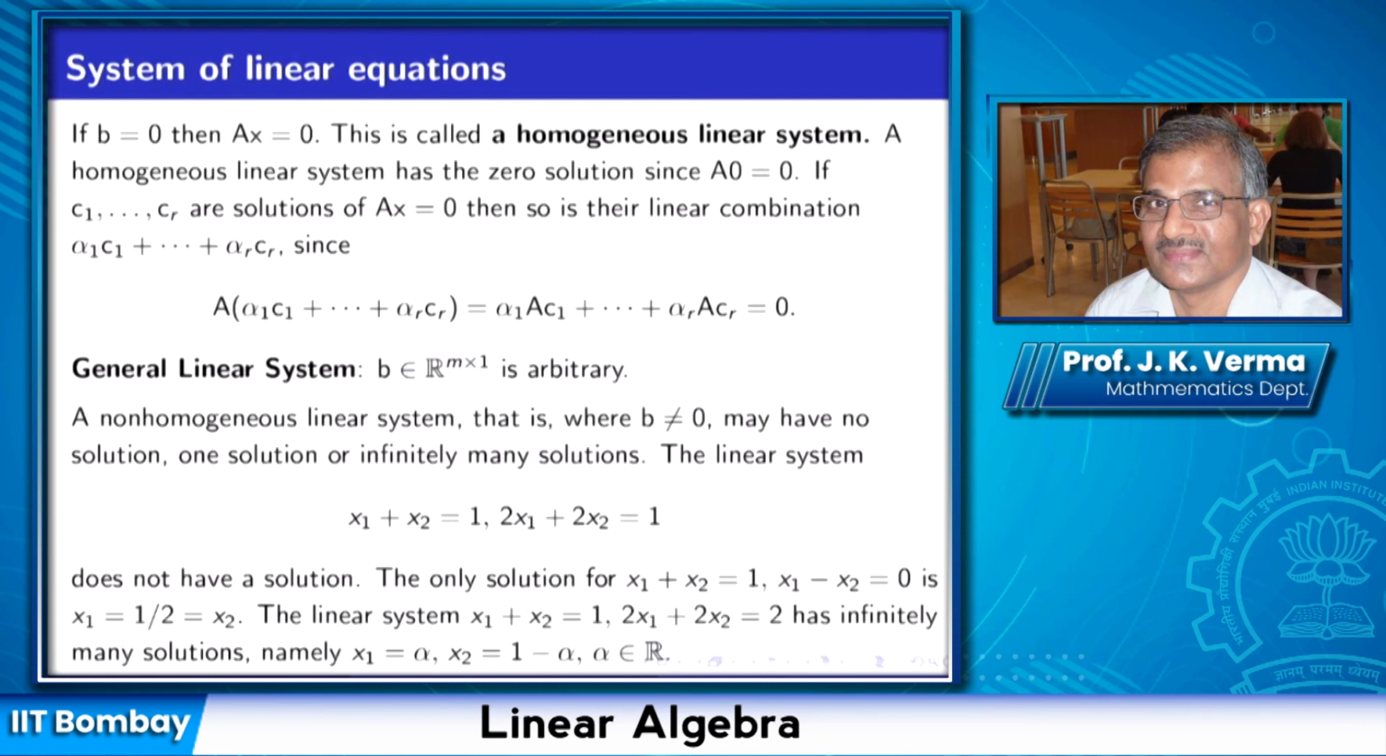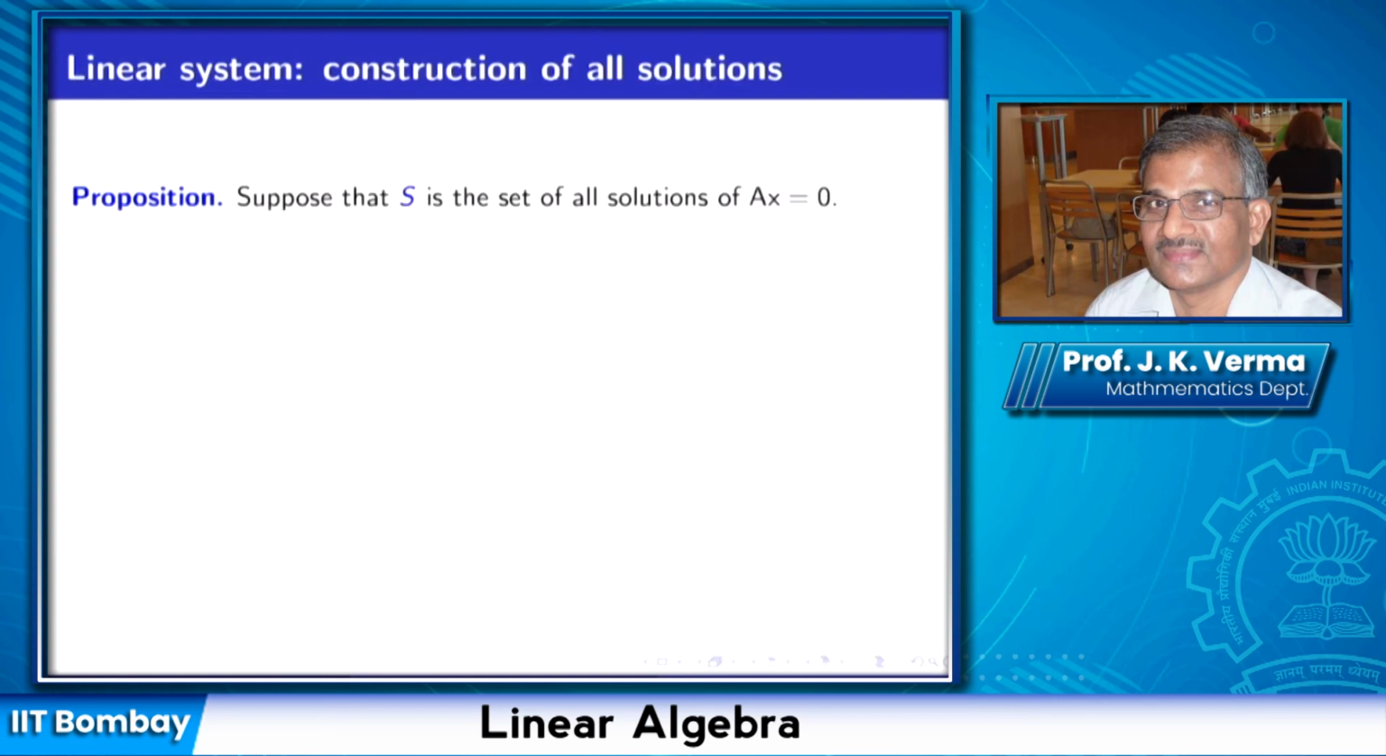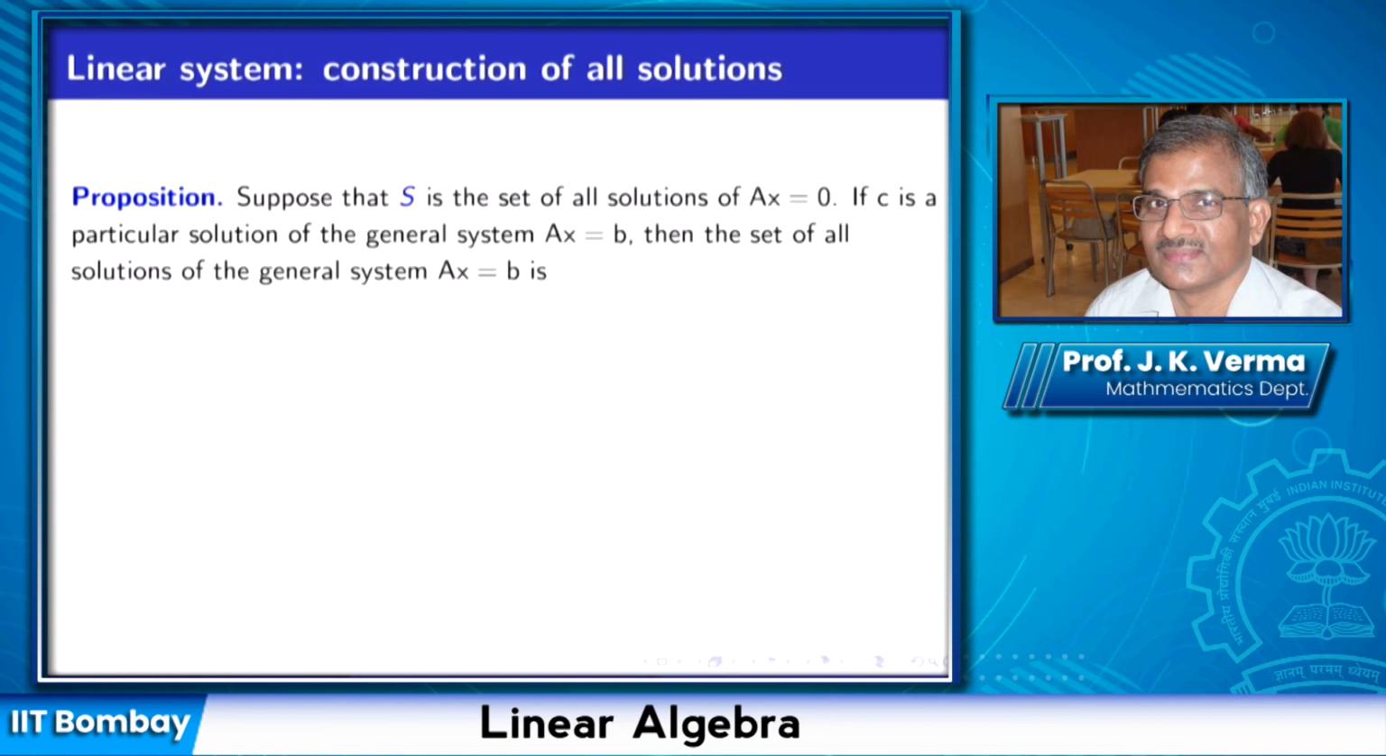So we now want to break up the problem of solving a system of linear equations into two parts. First, you look at the homogeneous system of linear equations Ax equal to 0. And by some means, suppose we know the set of all solutions. So let S be the set of all solutions of Ax equal to 0. And our system of linear equations is Ax equal to B. We find one solution of Ax equal to B. One solution of Ax equal to B is called a particular solution.